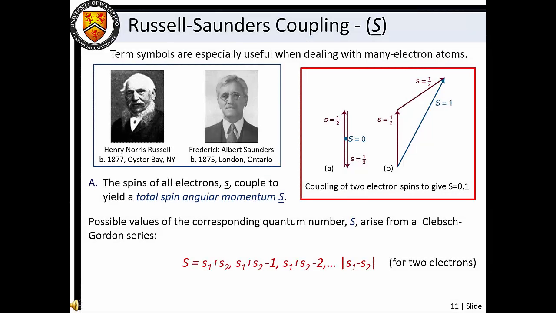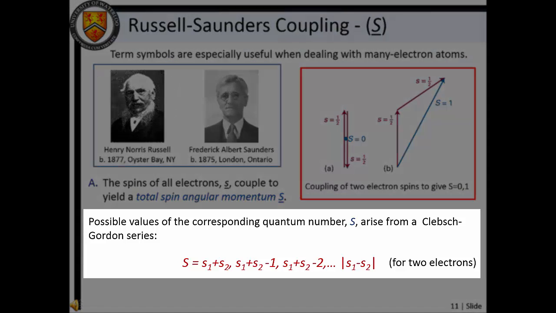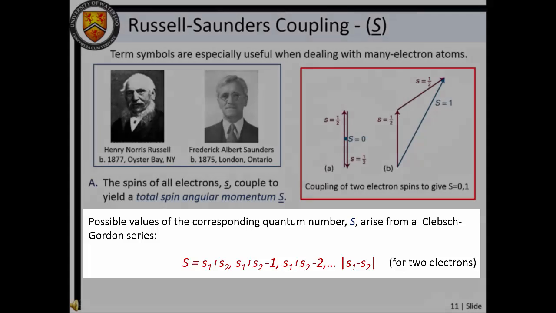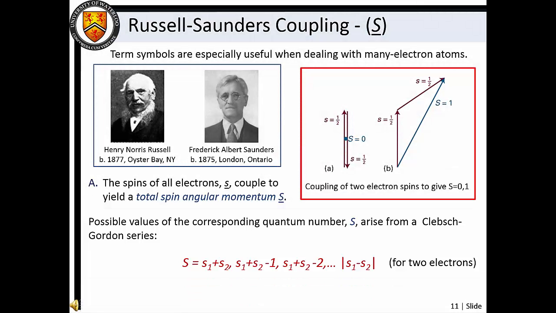Term symbols are especially useful for describing many electron atoms. The most common angular momentum coupling scheme that is used to describe atoms is known as Russell-Saunders or LS coupling. Within the LS coupling scheme, the spins of all electrons couple to yield a total spin angular momentum quantum number, capital S. The possible values of capital S can be determined using a Clebsch-Gordan series, which for 2 electrons yields the integer values between the sum of the 2 electron spins and the absolute value of their difference. Here we see that 2 electron spins can align to yield either capital S equal to 1 or capital S equal to 0.